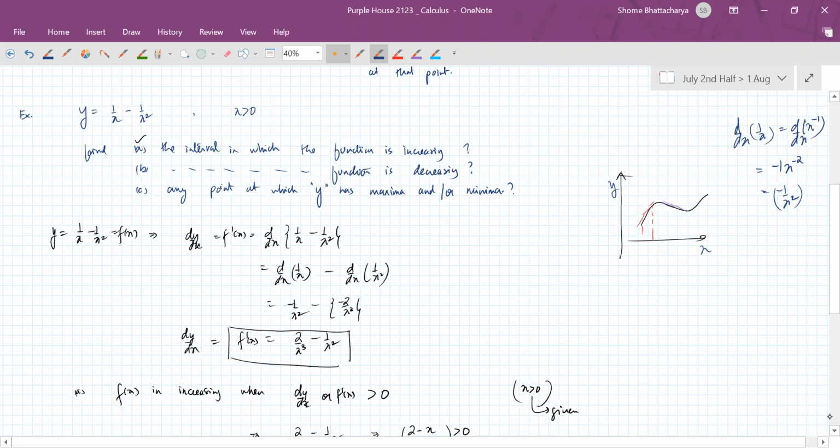Is it clear now? So can you scroll down? Yeah, scroll down. Let everybody write the steps down up to this step.